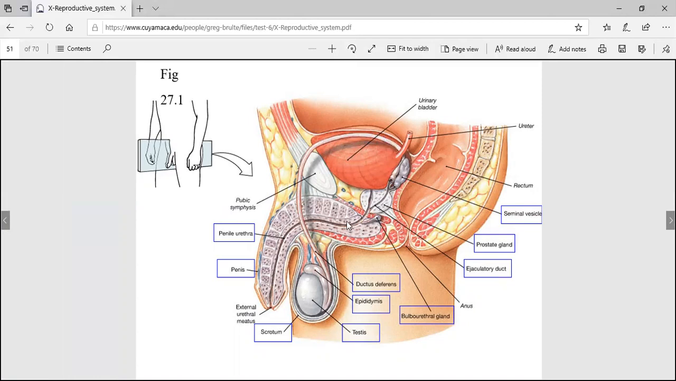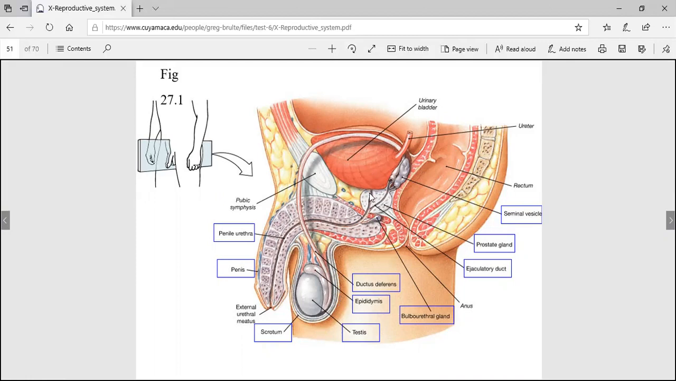And then you got the spongy or penile urethra. Then you got corpora cavernosa and the corpus spongiosum. You got the glans penis. And you got the foreskin, also known as the prepuce. Don't forget testes and epididymis. And then the scrotum is the skin around here. All right, don't forget the bladder right here.